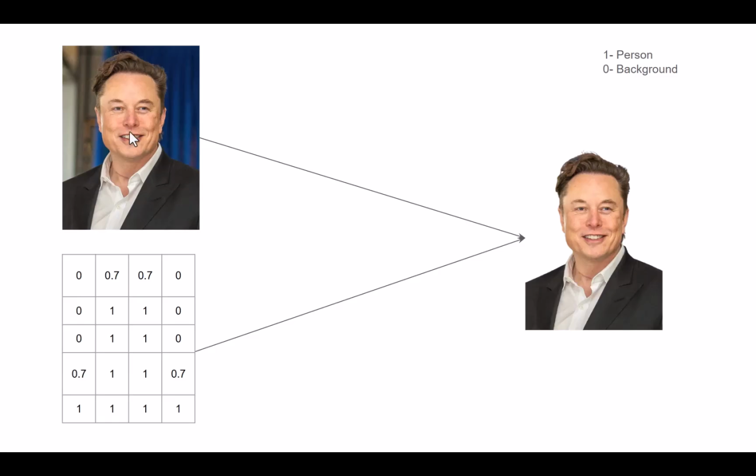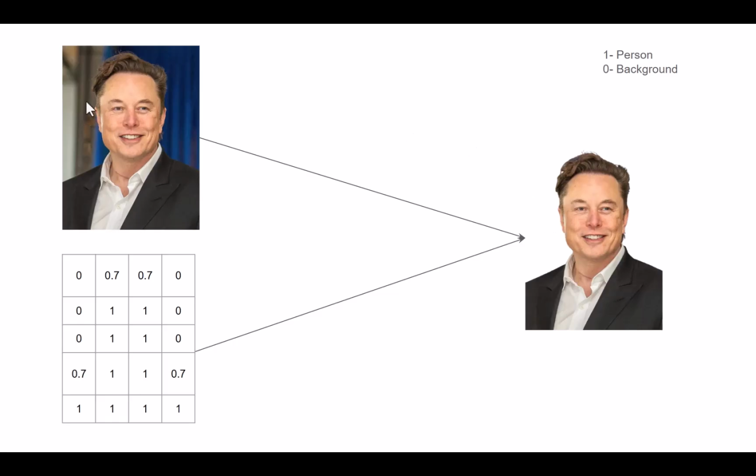After that, we are going to take each pixel of our original image and check its predicted value in the mask. If the value is close to 0, then it means that it belongs to the background. So in that case, we are going to keep that pixel transparent. And if the value is close to 1, then it means that the pixel belongs to the person. So in that case, we are going to take that pixel and put it inside our output image. And by repeating that process, we will make our image transparent.